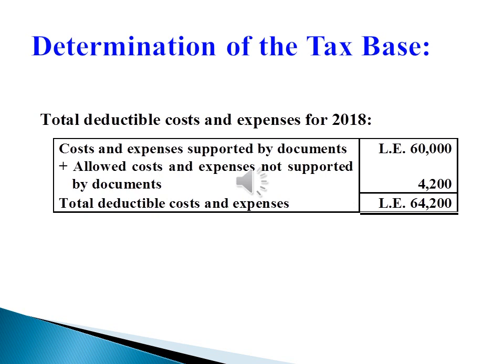Total deductible costs and expenses for year 2018 can be calculated as follows: costs and expenses supported by documents given 6,000 livres Egyptian plus allowed costs and expenses not supported by documents calculated to be 4,200. Then total deductible costs and expenses totaled 10,200 livres Egyptian.